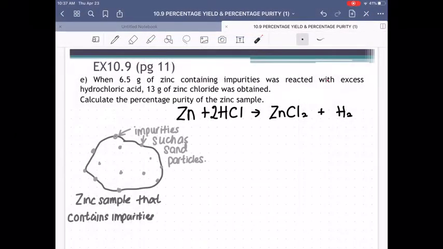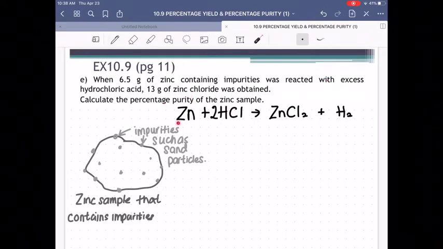Alright, so here's our question. Page 11, exercise 10.9, question E. So how do we calculate percentage purity? Here's our case. When 6.5 grams of zinc containing impurities was reacted with excess hydrochloric acid, 13 grams of zinc chloride was obtained. Calculate the percentage purity of the zinc sample.